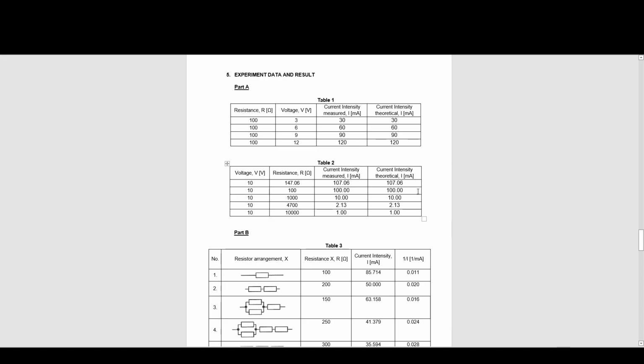Going to table 2, we have a constant voltage of 10, 10, 10, 10, and now we change the resistance. Each time we change the resistance we get a different value for the current, and we need to calculate the currents. The way to calculate is the same again: voltage divided by R, and we will get all these values here.